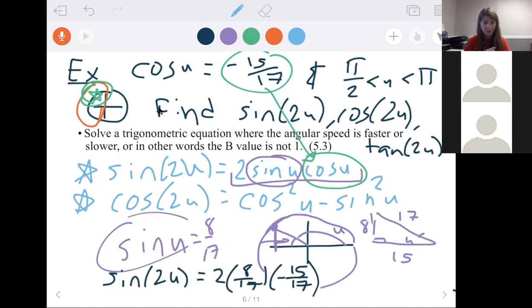Now, what would I do for cosine of 2u? I would probably go ahead and plug in directly to this piece. If I had cosine squared, that means I'm plugging in and squaring negative 15 over 17. That's going to give me a positive, and I'm squaring 8 over 17, and I'm subtracting. Okay, we're already going to have a common denominator with the squaring, so it's not going to be too bad. Then, instead of using tangent double angle, once you find sine of 2u, cosine of 2u, then you can go ahead and divide. So I would advocate against using your tangent double angle formula.